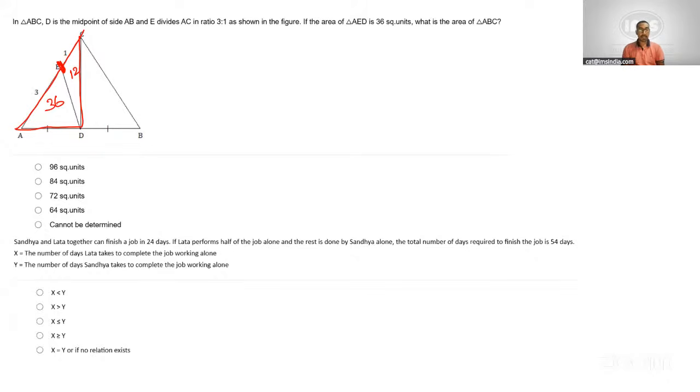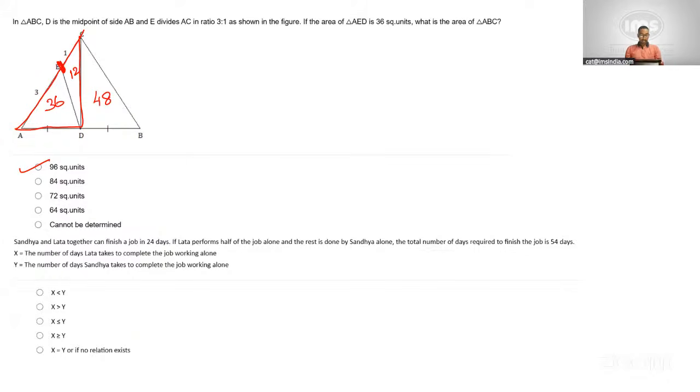They have also given D is the midpoint. If D is the midpoint, CD is the median, which has two equal areas on both sides. So 36 plus 12 is 48, means this entire area is 48. Area of ABC is 96.